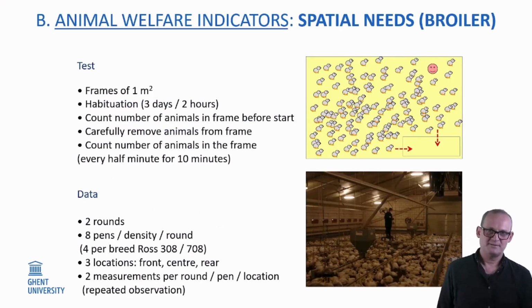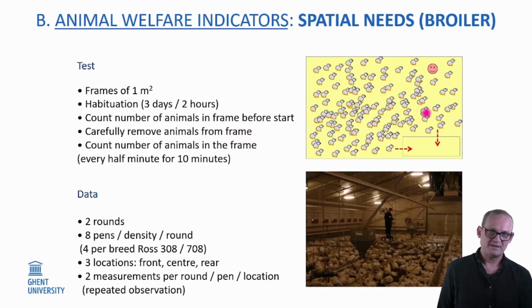So what did we do? We put down 1 square meter frames on the litter, on the floor, and we let the animals habituate to that new object in the barn. Then on the day of the test, we came in, counted the number of animals that were in the square, gently removed the animals from the square, and then watched how quickly that emptied space would be refilled again by the broilers, with the hypothesis being if the stocking density is high, this refilling would be faster than if the stocking density is low.